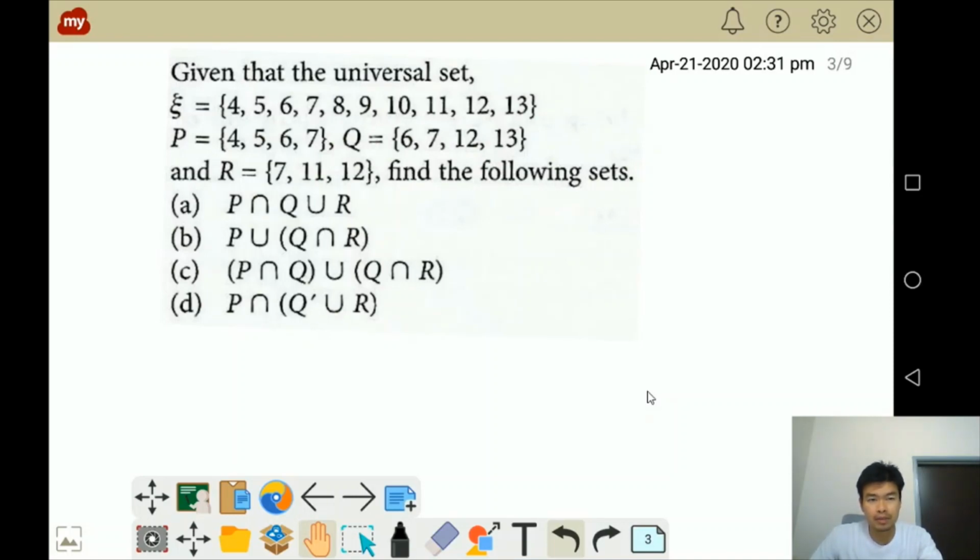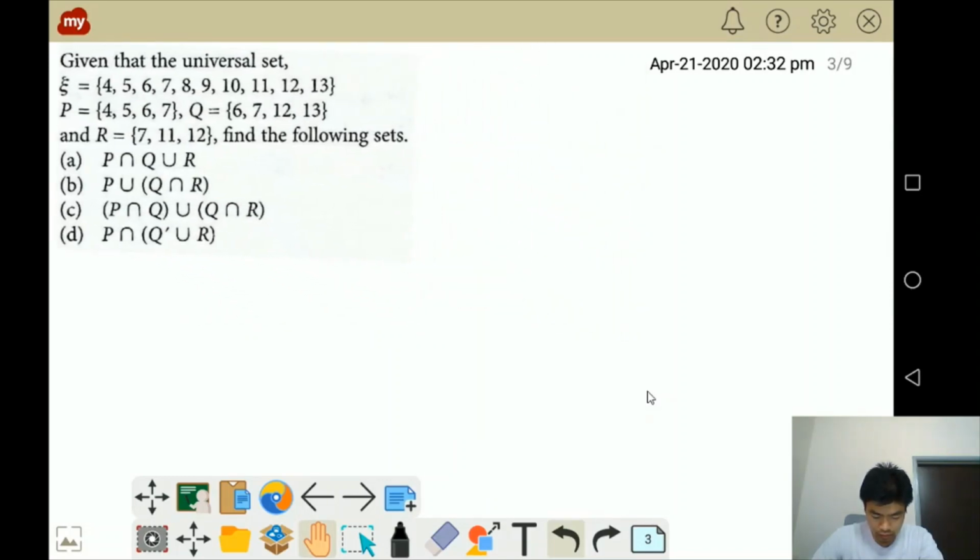So for A, P intersect Q union with R. Simple. If you remember the last lesson, the rule for combined operations is you do it from left to right. And we are going to do that without using the Venn diagram. Okay, we are going to do A first. Since I'm going to do it from left to right, I'm going to do P intersect Q first, and list down the elements for P intersect Q.